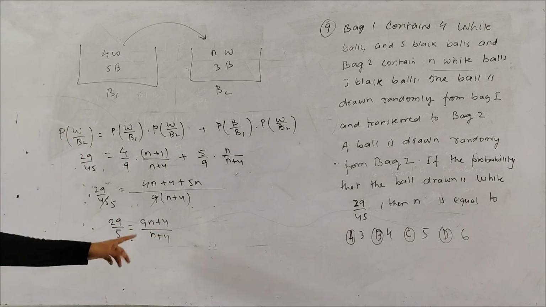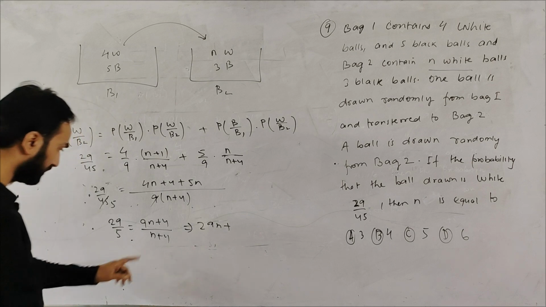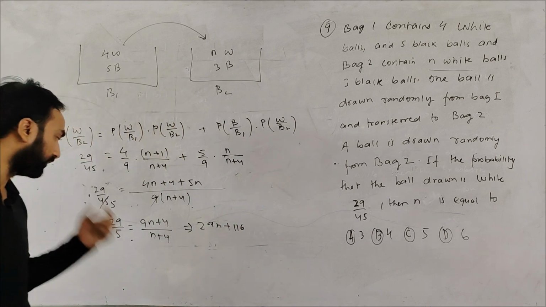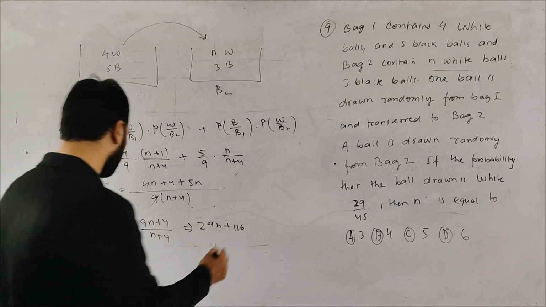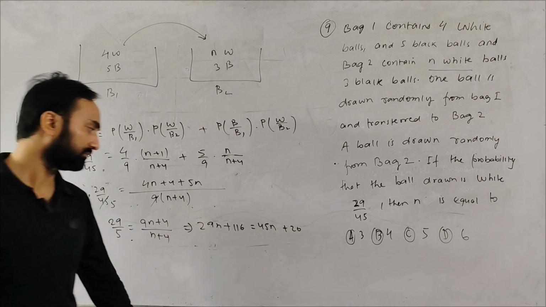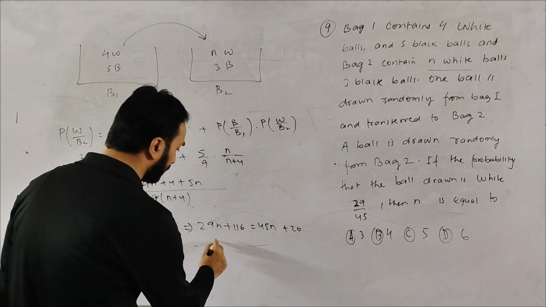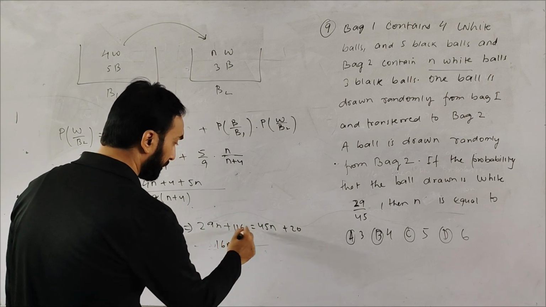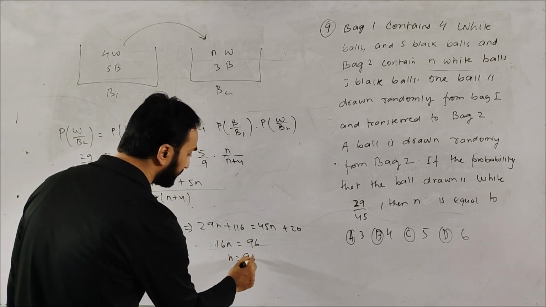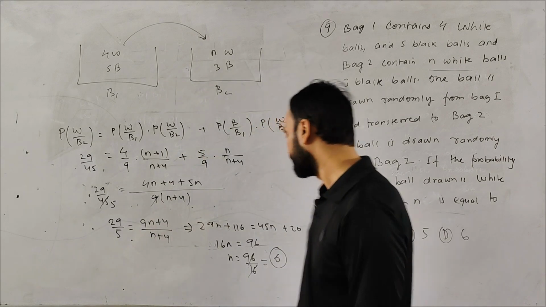Now do the cross multiplication. It becomes 29n plus 29 times 4, which is 116. And then 9 fives are 45n, plus 5 fours are 20. Now 45n minus 29n is 16n, and 116 minus 20 is 96. So n becomes 96 by 16, which is 6. So the correct option is 6.